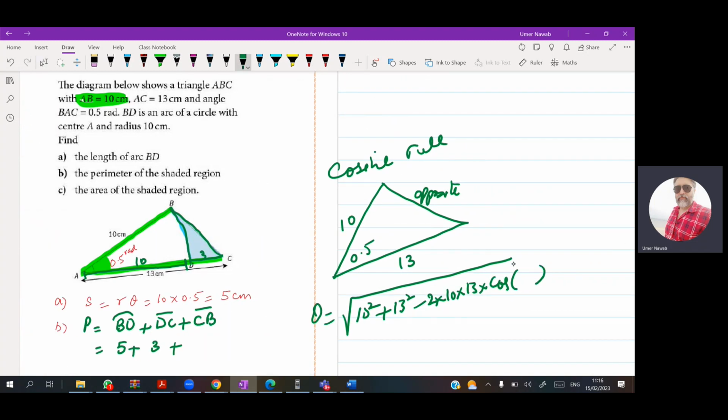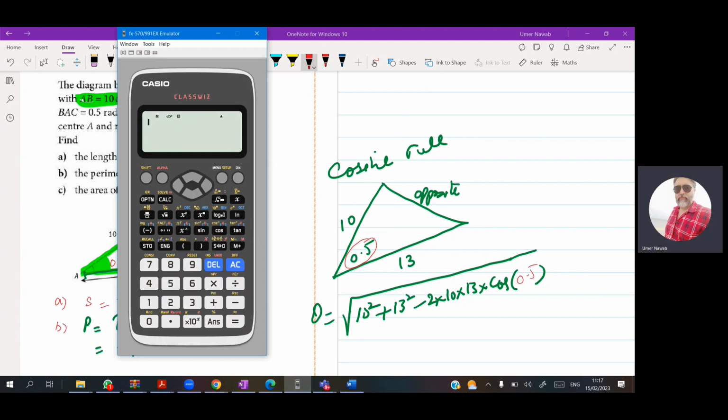Now you understand what Mr. Omar is about to say. I will say, check your calculator. It should be in radian mode because my angle is in radians. So I'm going to write everything: square root of 10 squared plus 13 squared minus 2 times 10 times 13 times cosine 0.5. And I got my answer 6.389 or 6.390.